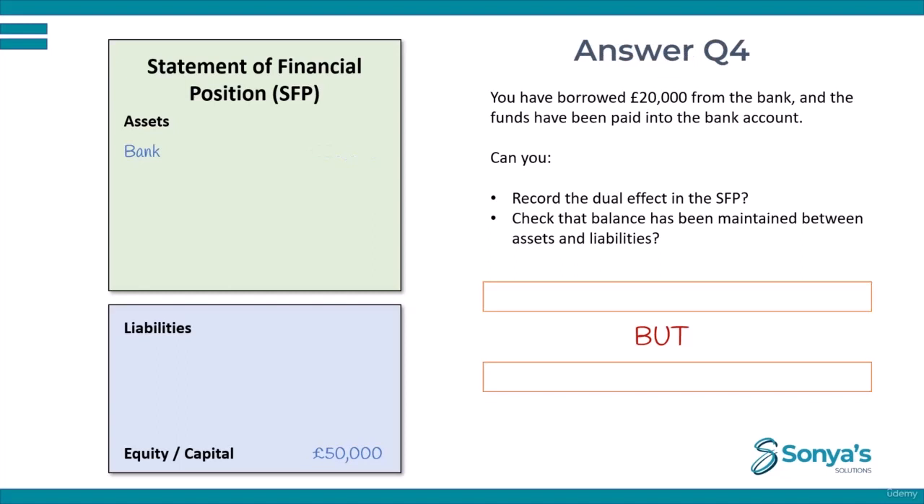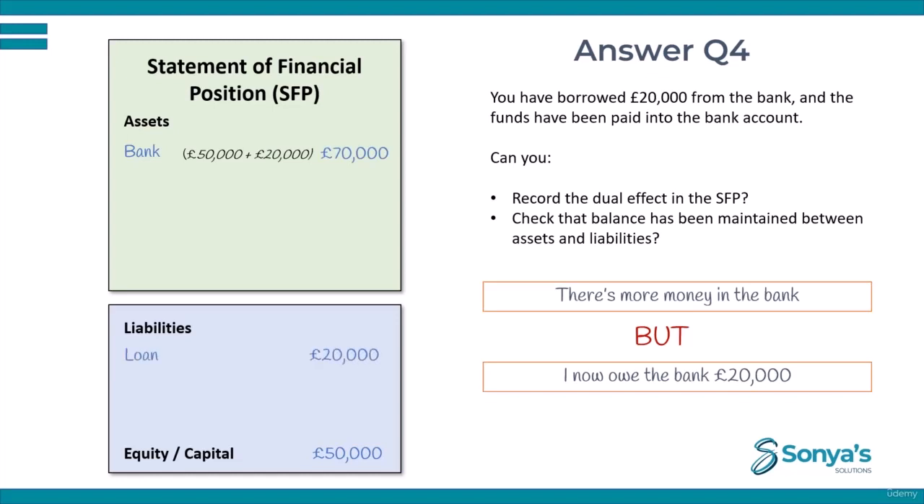The funds have been paid into the bank, so the bank balance will increase, but you now owe the bank £20,000. Let's adjust the statement of financial position. The bank balance increases by £20,000, giving a new balance of £70,000. The equal and opposite effect is the creation of a liability, as £20,000 needs to be repaid to the bank.